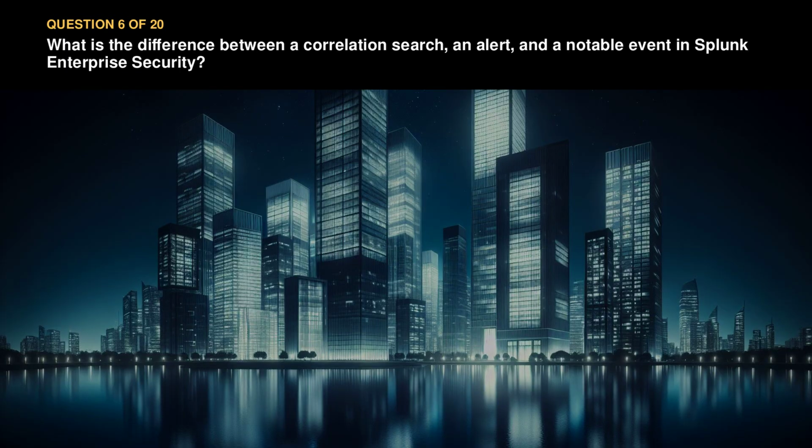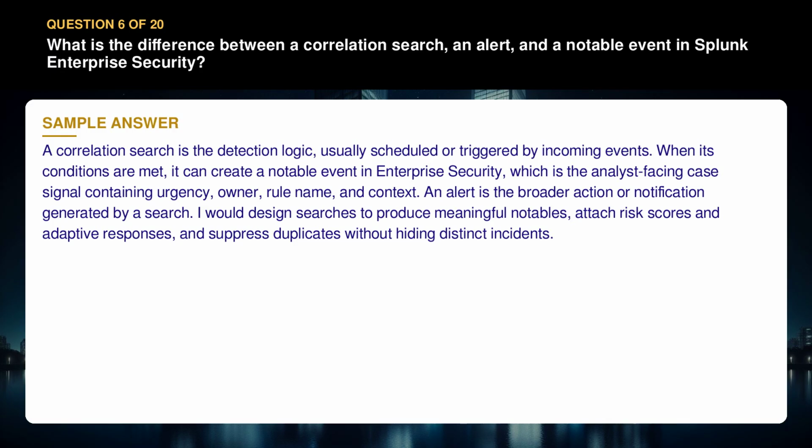What is the difference between a correlation search, an alert, and a notable event in Splunk Enterprise Security? A correlation search is the detection logic, usually scheduled or triggered by incoming events. When its conditions are met, it can create a notable event in Enterprise Security, which is the analyst-facing case signal containing urgency, owner, rule name, and context.